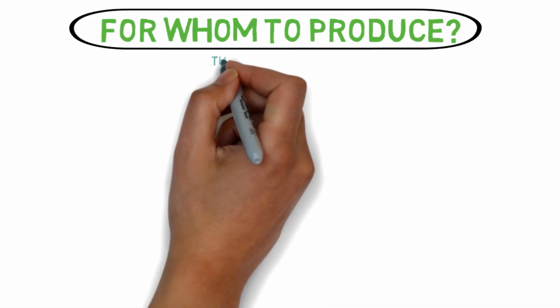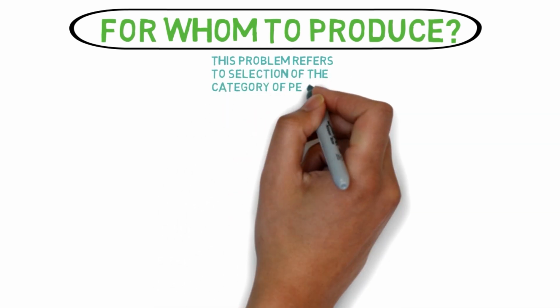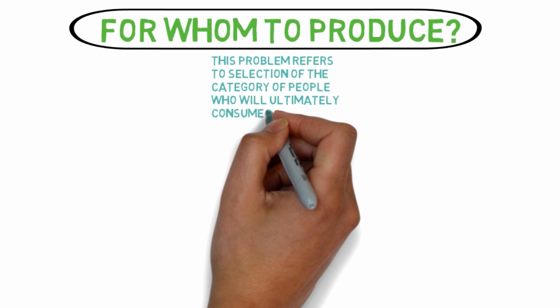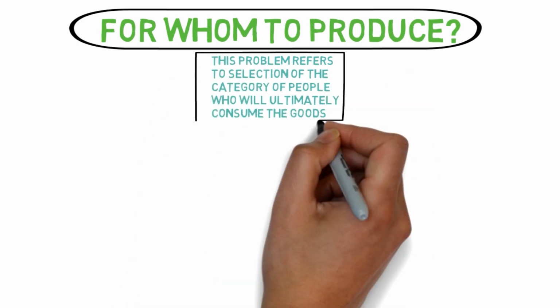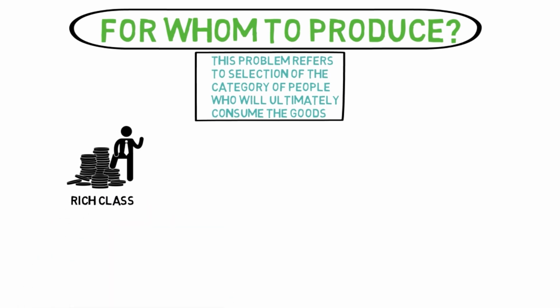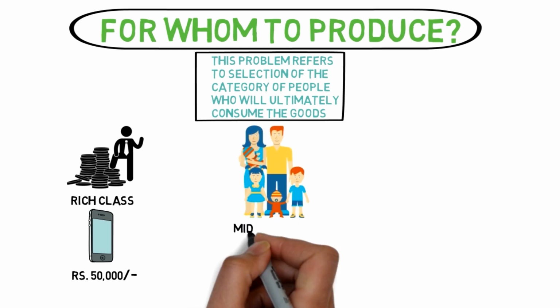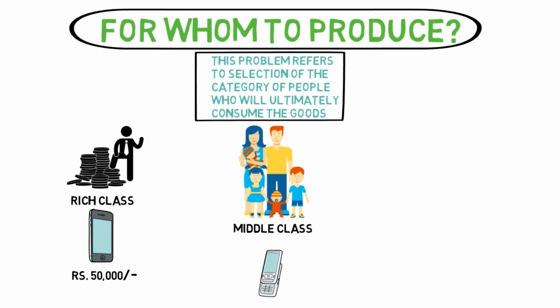The third problem is for whom to produce. This problem refers to the selection of the category of people who will ultimately consume the goods. The first category of people in the society is rich people. The producer will produce expensive goods for them. The second category is middle class people. Because of their moderate income, the producer will produce normal priced goods for them.